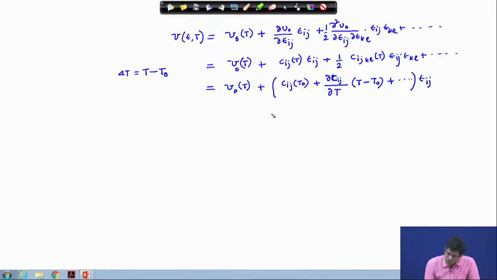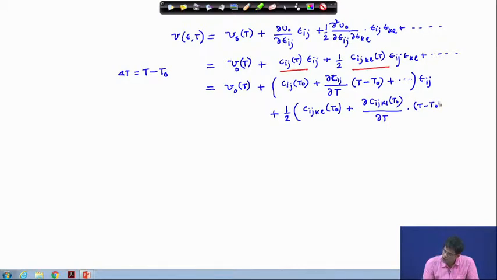Now, similarly the second term, plus half, this term I have to now expand in terms of temperature. Now, to do that, Cijkl of T0, it is a function of T0, then del Cijkl of T0 into del T into T minus T0, and then again second order terms. So, this is multiplied by epsilon ij epsilon kl, and then again all other third order terms.